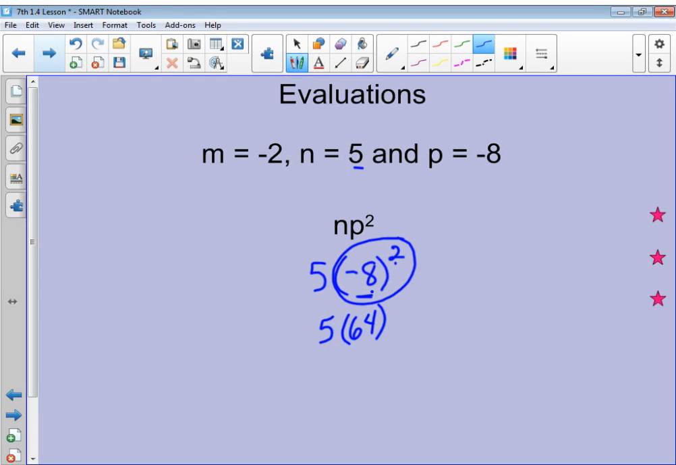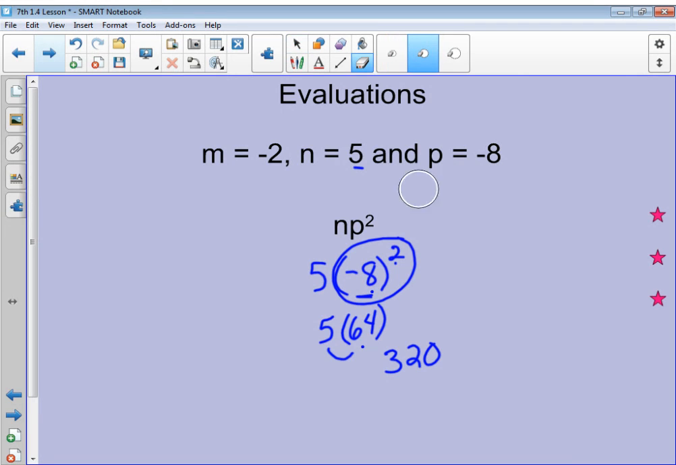Now if you want to use your calculator to finish this out, I'm okay with that. I'm not checking, can you do 64 times 5? I'm checking, are you able to substitute in? Can you work with those negatives and follow order of operations? So 64 times 5 is going to give me 320. You should have ended up with a positive 320 because both of these were positive numbers.